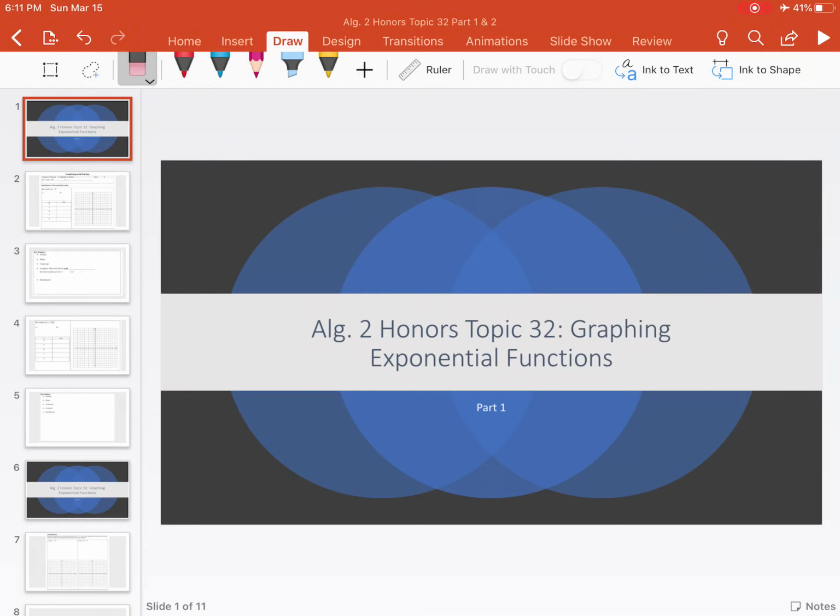So today we're going to deal with topic 32, graphing exponential functions. Now many of you might be familiar with exponential functions because it was addressed in Algebra 1. So now we're going to use what we've learned so far in Algebra 2 and kind of add to that.